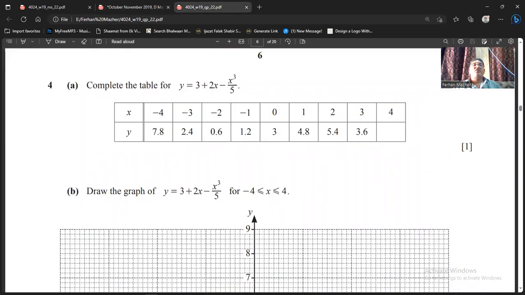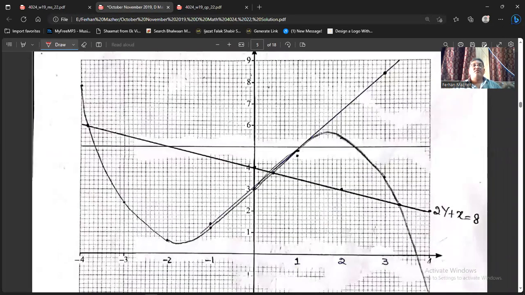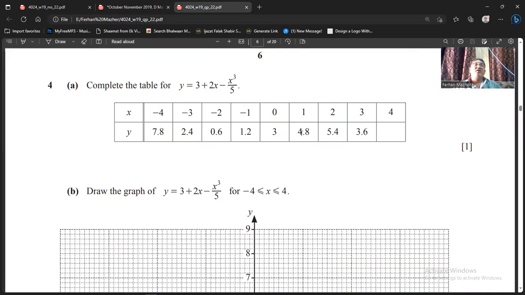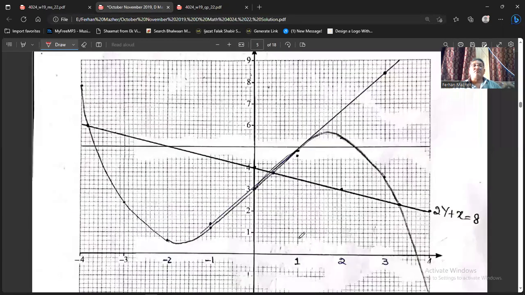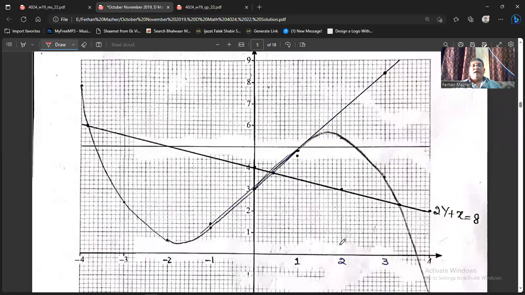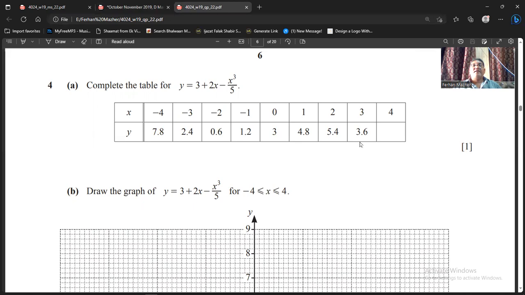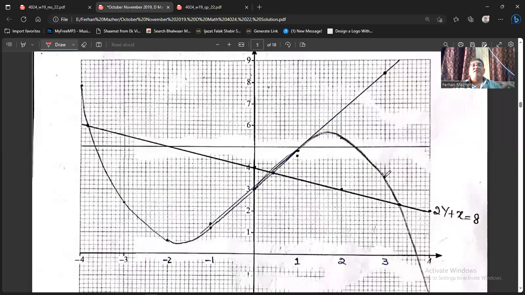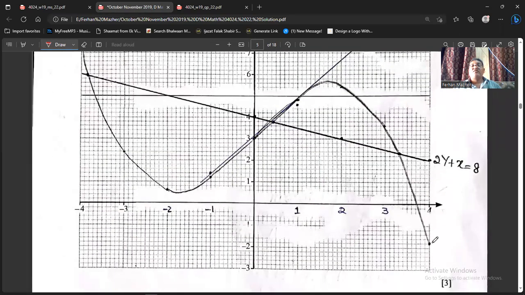And then at 0, you have 3. At 1, you have 4.8. This is the point. And at 2, you have 5.4. This is the point. And at 3, you have 3.6. And at 4, you have -1.8.